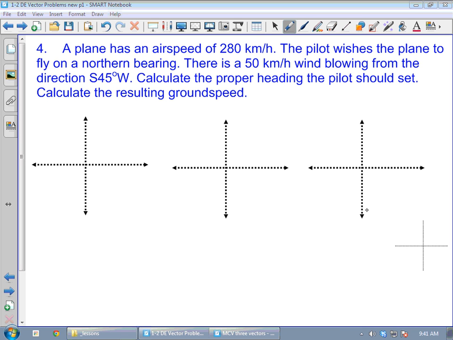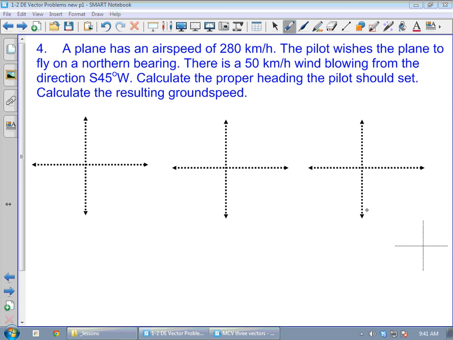So in this question, we're told that our plane has an airspeed of 280 kilometers per hour. The pilot wishes the plane to fly on a northern bearing. There is a 50 kilometer per hour wind blowing from the direction south 45 degrees west. We want to calculate the proper heading the pilot should set and calculate the resulting ground speed.